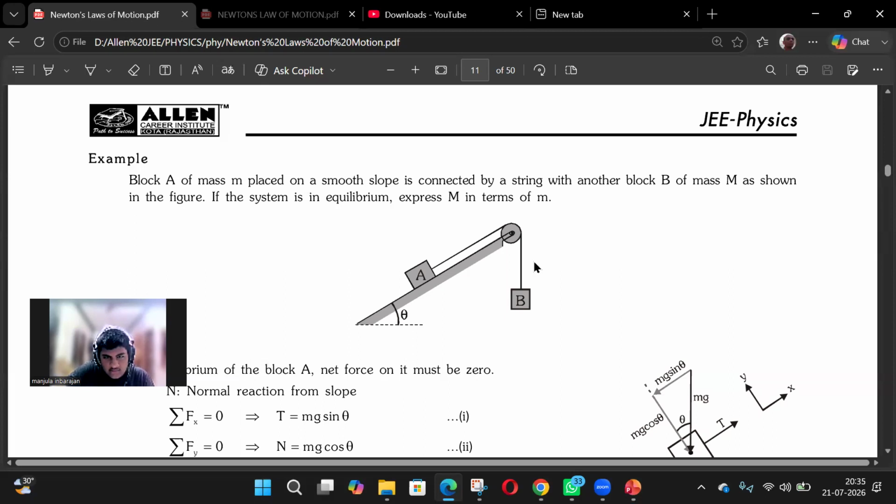They have given, express m in terms of M. Answer should depend on theta also. It's supposed to be mg cos theta and mg sin theta. You can assume tension is the same for mass B. B is capital M, so tension is nothing but capital M into g. So same tension is here. And the component of mg down is mg sin theta, so T should be balanced by mg sin theta.